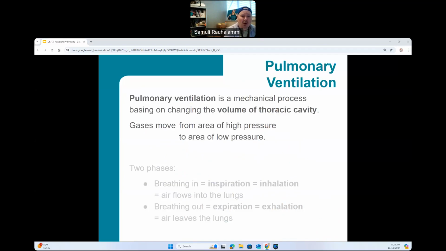I also wanted to talk about the concept of pulmonary ventilation, which is really the mechanical process that depends on the volume changes in the thoracic cavity. And the volume changes, in turn, lead to pressure changes, which lead to the flow of gases to equalize the pressure. So we're going to look at this concept, and I do have slides there, and I'll use those to illustrate a lot of that.